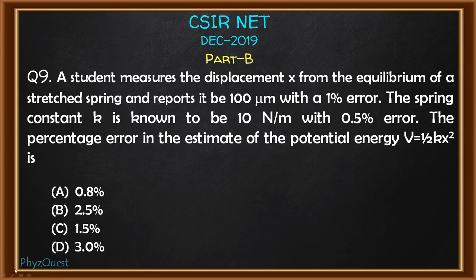The question is, a student measures the displacement x from the equilibrium of a stretched spring and reports it to be 100 micrometer with a 1% error. The spring constant k is known to be 10 Newton per meter with 0.5% error. So we need to calculate the percentage error involved in the estimation of the potential energy expressed as a formula V is equal to half kx square. 4 options are given and we need to choose the correct option.